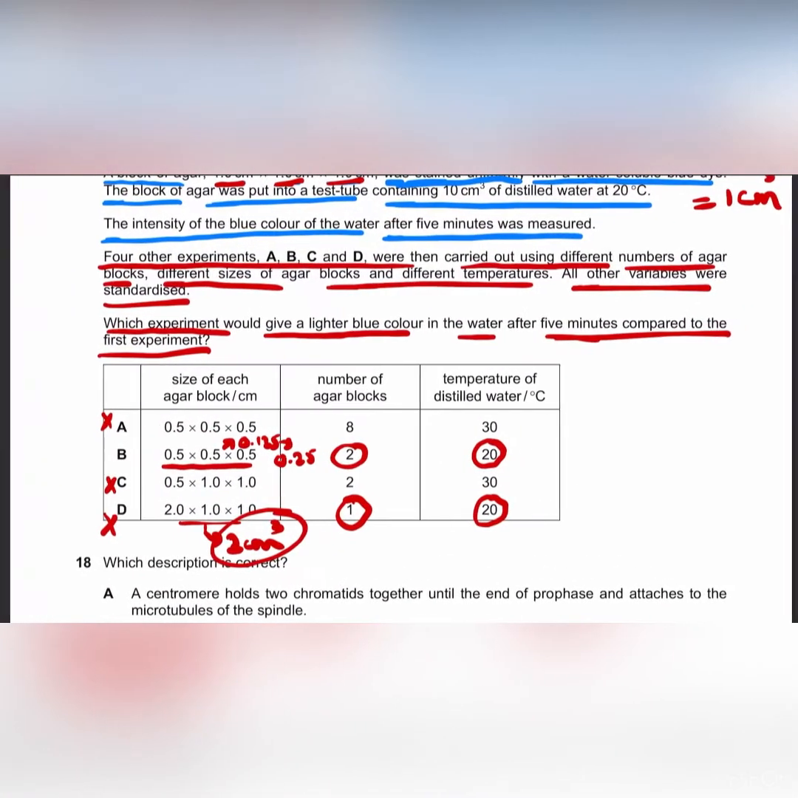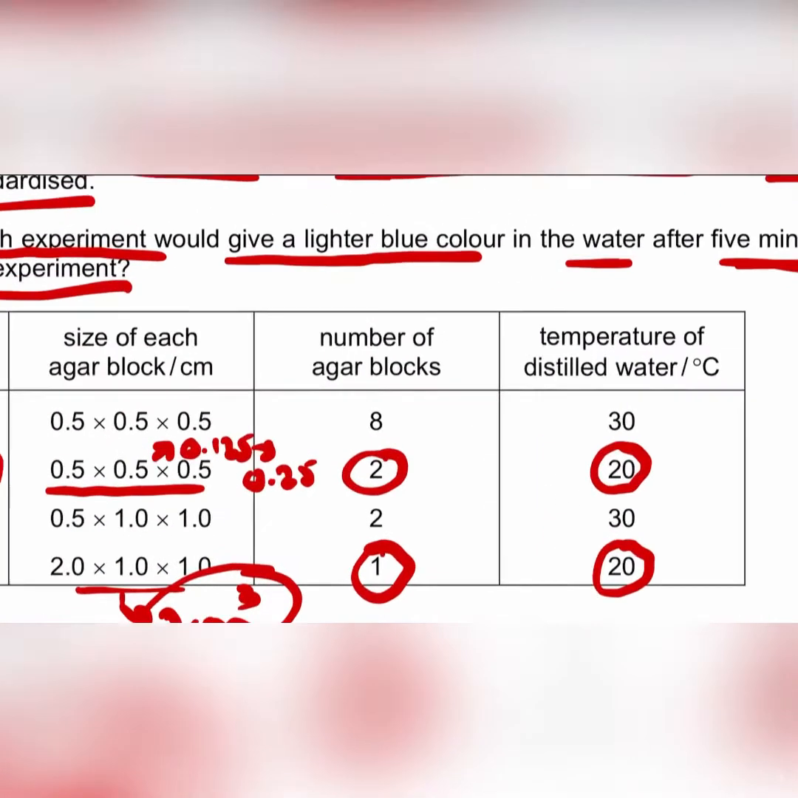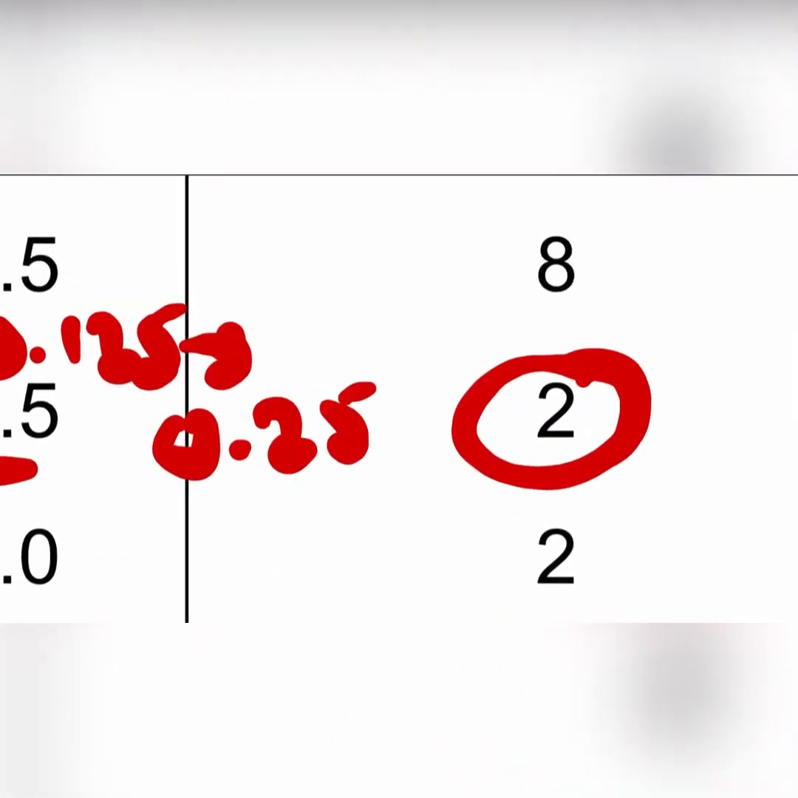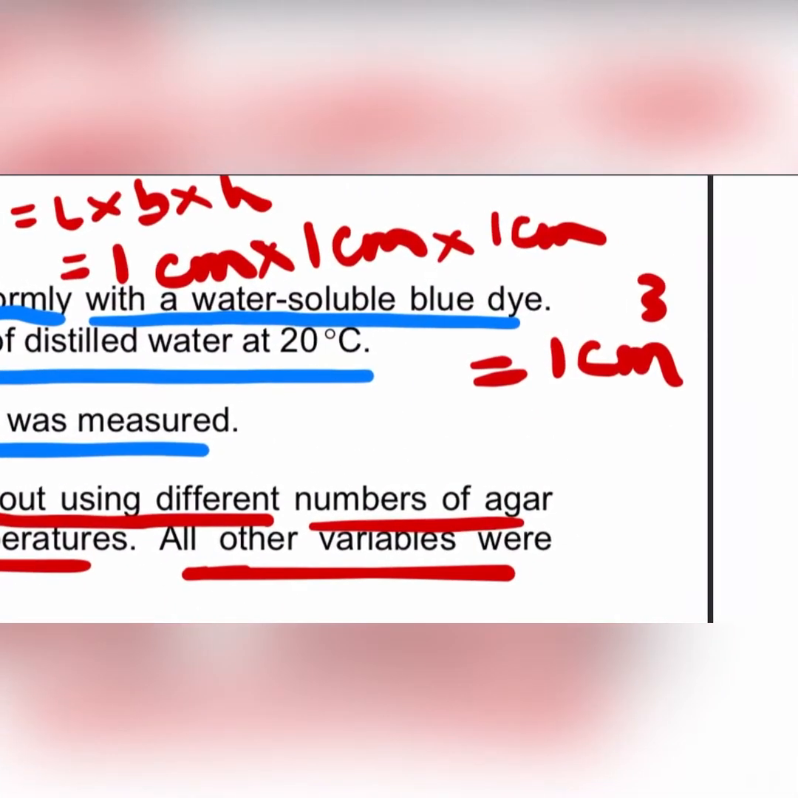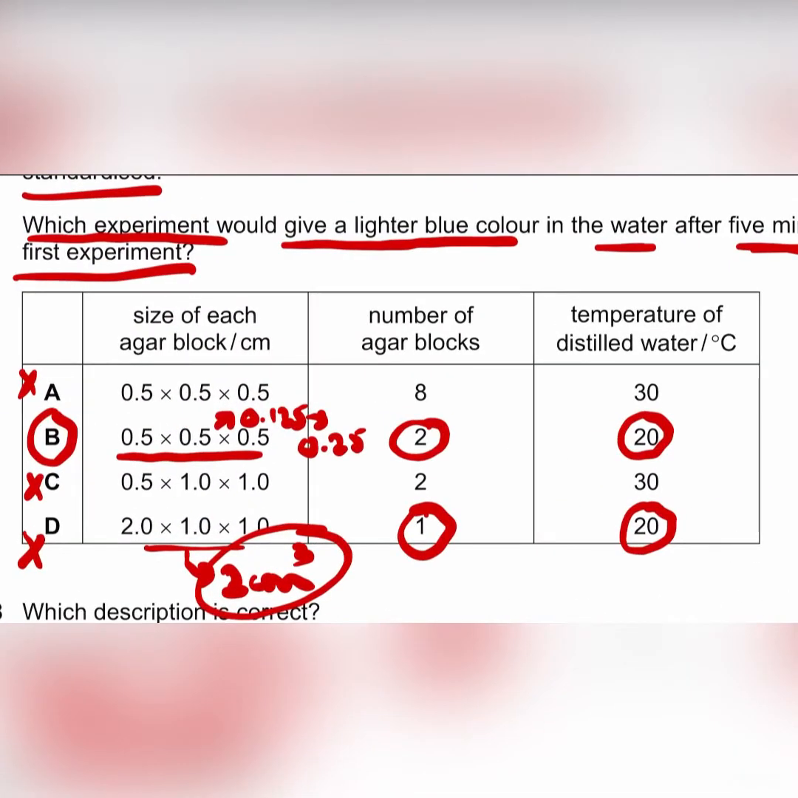But if we talk about option B, which is the right answer, there are 2 blocks with a total volume of 0.25 centimeter cube, which is less than the first experiment, that is 1 centimeter cube. So these blocks will hold less dye and less dye will go in the water when these blocks are put into the water. So the intensity of the blue color in the water will be lowest. The answer will be B.